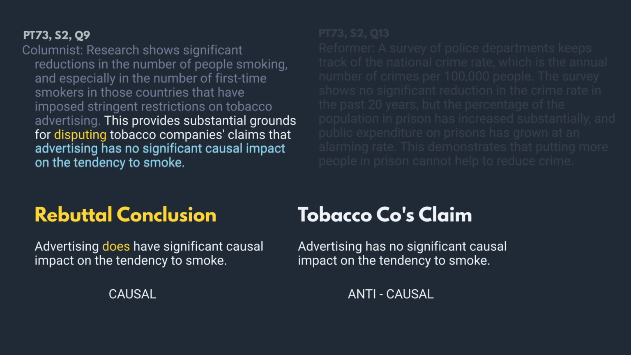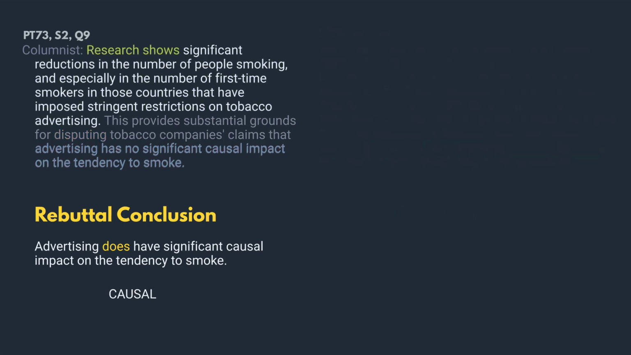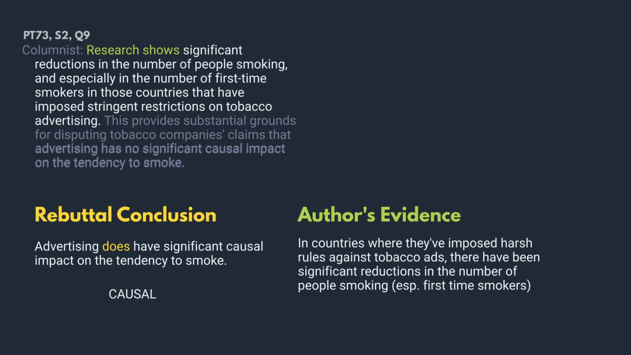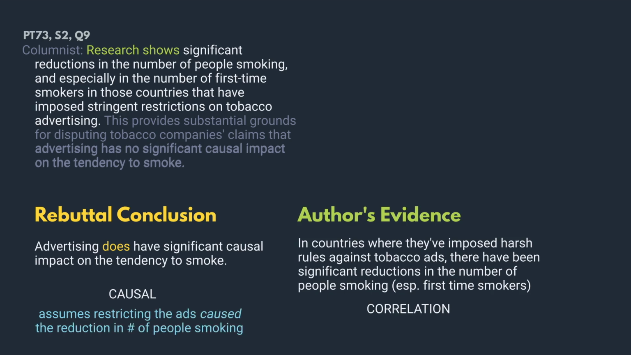What's her evidence? Why should we believe it has some causal impact? Well, she tells us that, according to research, countries that put restrictions on tobacco ads have seen reductions in the number of people smoking. Now, that's a correlation. It's saying where one thing has happened, another thing has happened. But our author is treating it like causality. She thinks that the restrictions on ads caused the reduction in the number of people smoking.